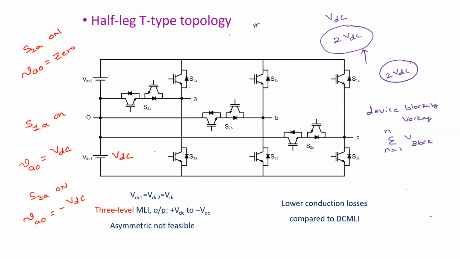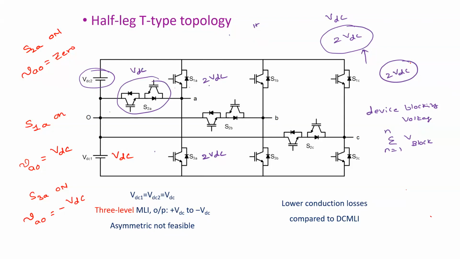So in this particular case, if you assume that each source is E, if you assume each source is VDC, so what is its device blocking voltage? This is 2 VDC and this is 2 VDC, right? If we treat this as a single unit, so this will be VDC. Agree?